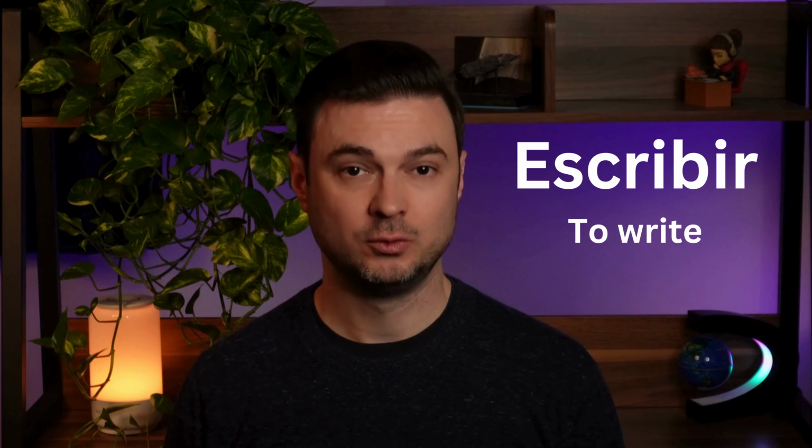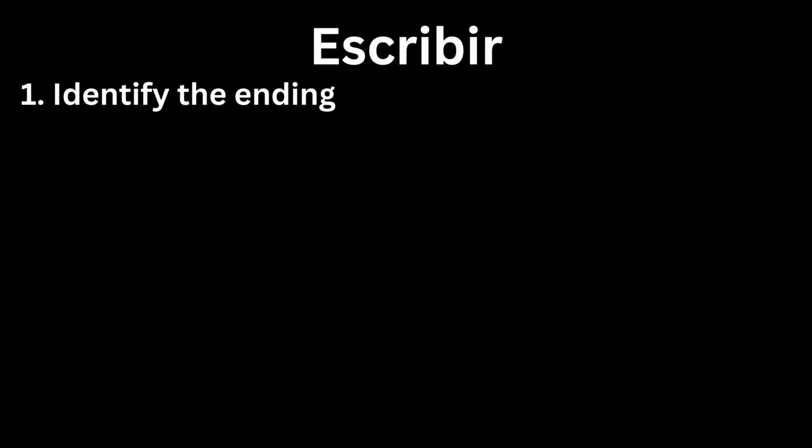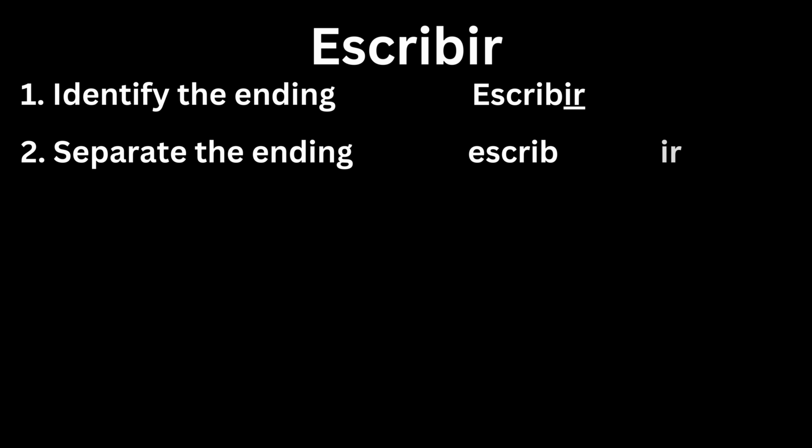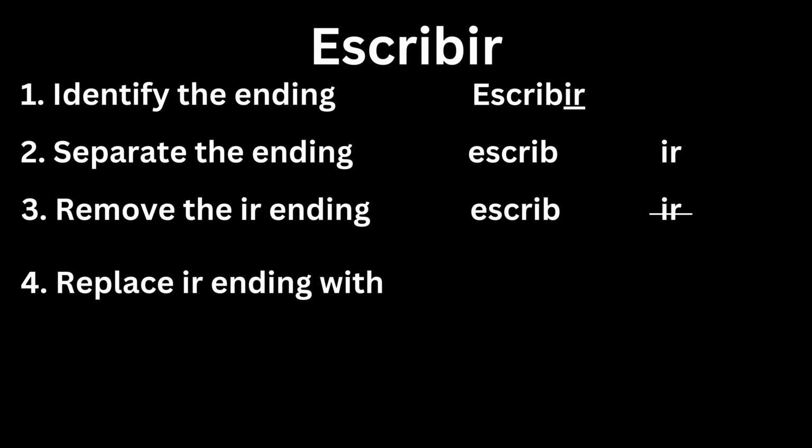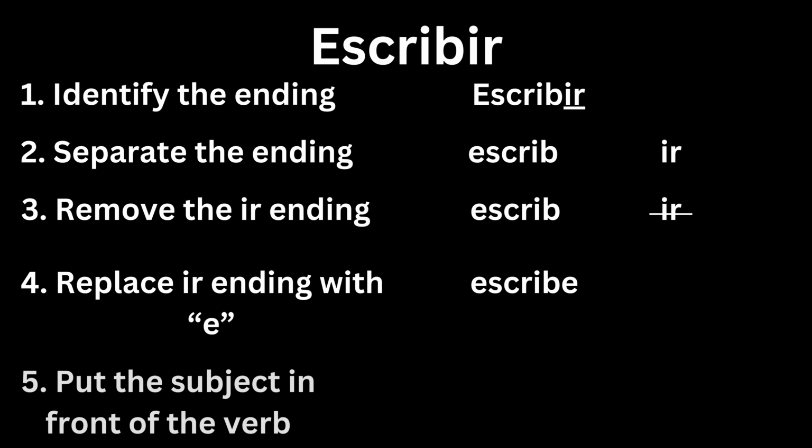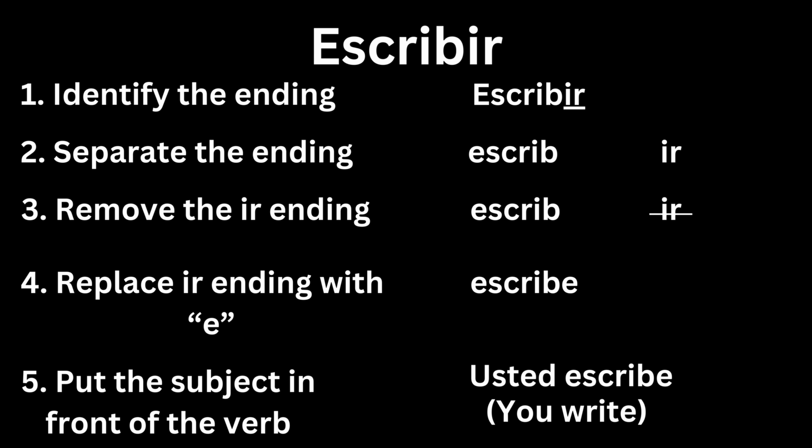Our last verb we're going to work with is escribir, which means to write. As usual, we are going to first identify our verb, and then based on the ending, we can tell that this is an IR verb. So let's separate our stem from our ending, and we have this. Our next step is to replace the ending, and we replace it with the letter E. So escribir now becomes this. We put our subject back in front, and we have our simple sentence. Usted escribe, or you write.